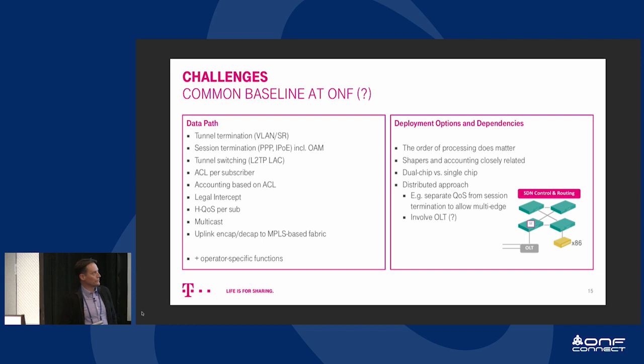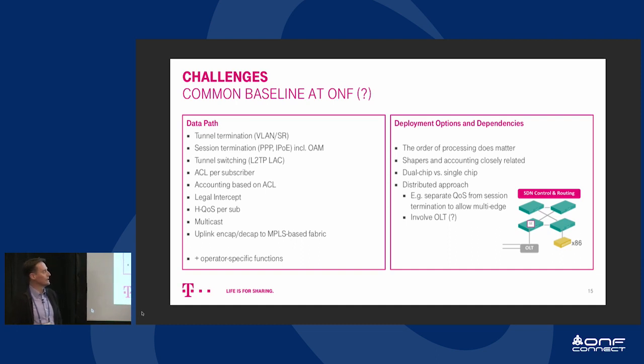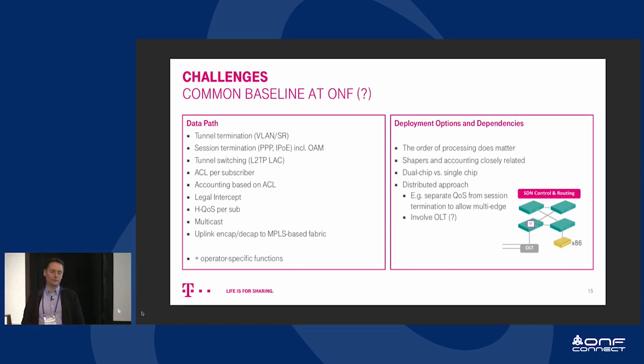As I said, shapers, so the QoS and the accounting are really closely related. So let's not oversimplify here. Dual chip versus single chip, it depends on which chipset you have, whether you have the required QoS functions on board or whether you need a separate chipset. You can also talk about programmable network cards there. Again, dependent on what is your use case. So yeah, this is basically the distributed approach.